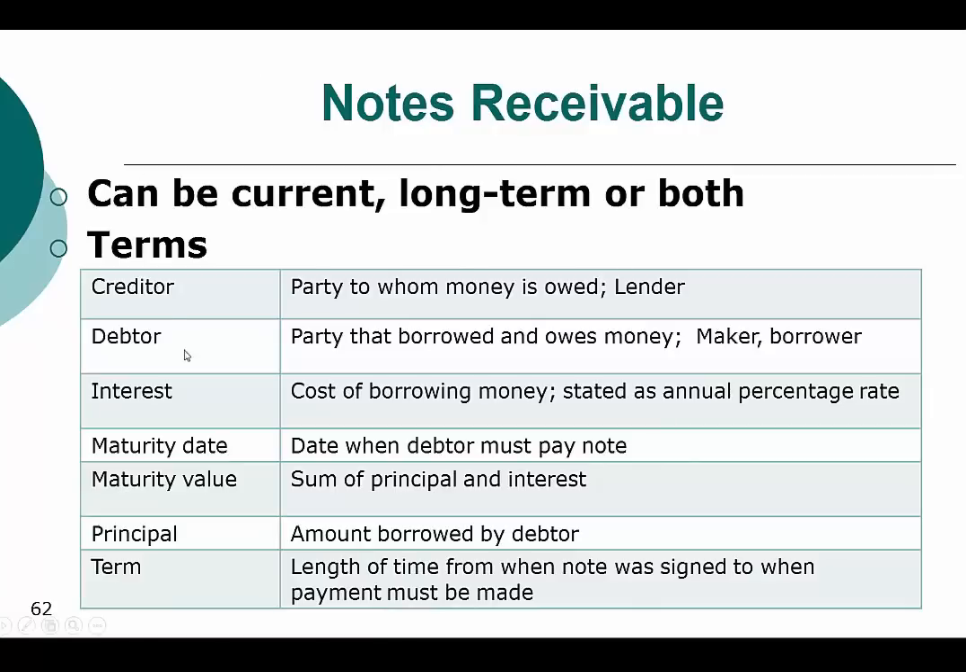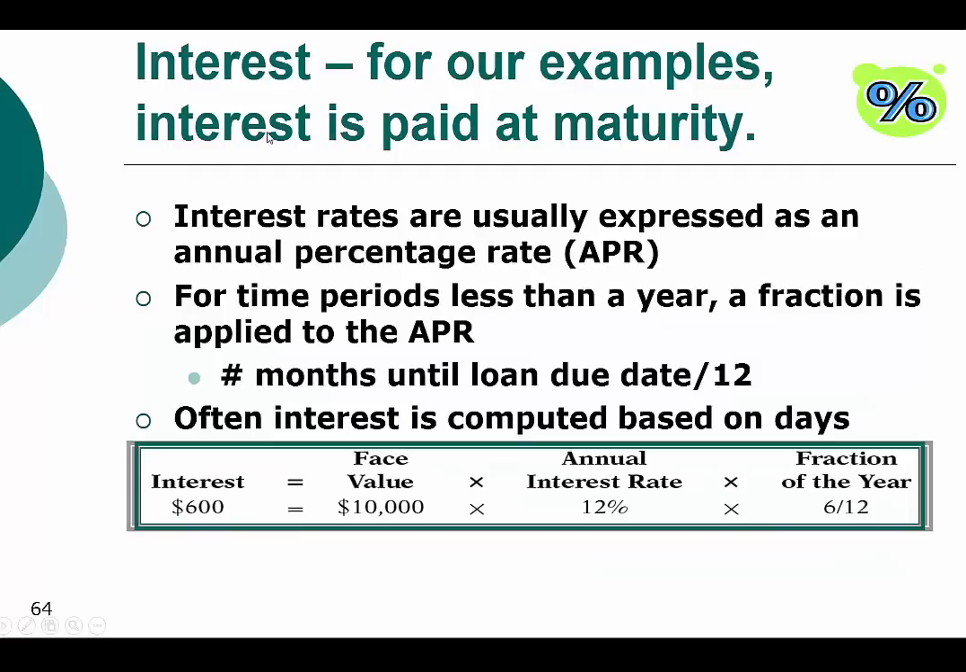So let's look at the actual interest and how that's calculated in a little bit more detail. So interest for our examples is always paid at maturity. Not always the case, because it's usually paid monthly, but at least for this accounting class, we're looking at it to be paid at maturity. The interest rates are always annualized. Annual percentage rate is APR, but annualized. And then most of the time we'll be looking at it from a monthly basis. How many months of interest are we considering?